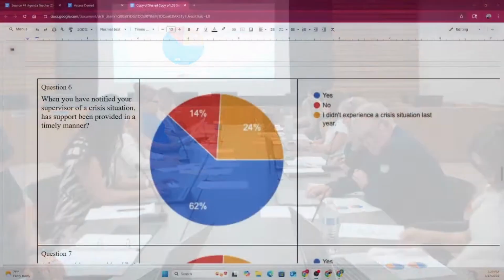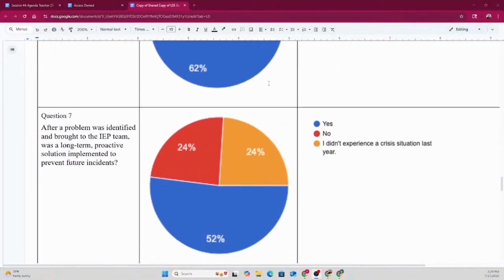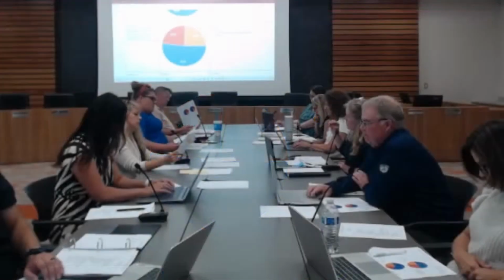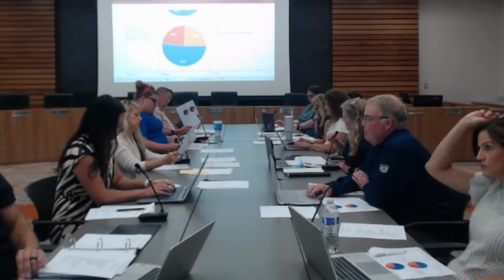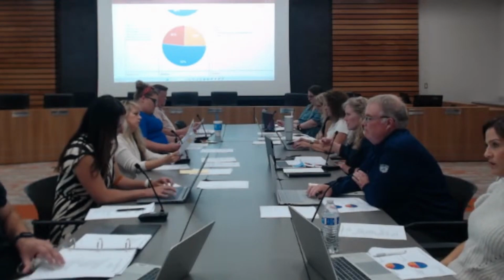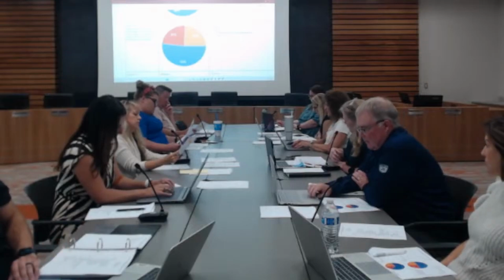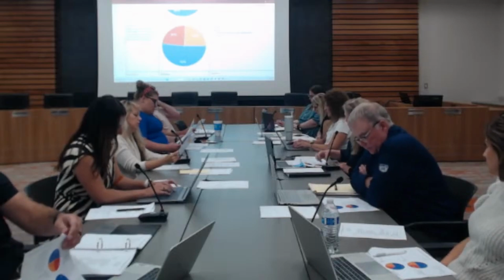Question number 7: after a problem was identified and brought to the IEP team, was a long-term proactive solution implemented to prevent future incidents? Again, 24% said this doesn't even apply to me, it's not a problem. In the last year, 52% said yep, there was a solution. Again, the concern is the 24%, and I think of that as close to 1 in 4 people saying we talked about it, we put a Band-Aid over it, but we didn't really solve the long-term issue. And when we think in terms of the student behavior teacher safety MOU, there's a part of me that wonders how much of a connection there is between those two things, about people feeling that they're not safe, their students aren't safe, because there's not a long-term plan for a crisis situation.